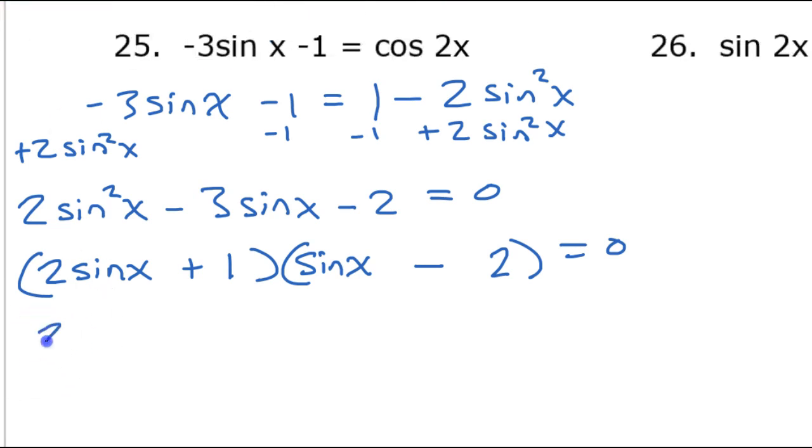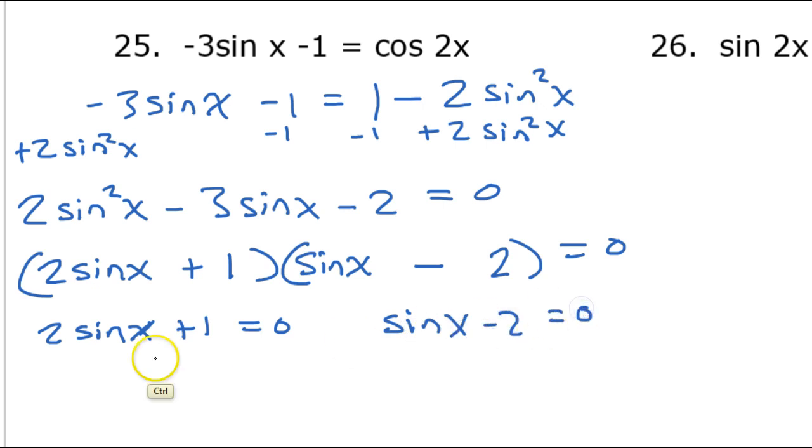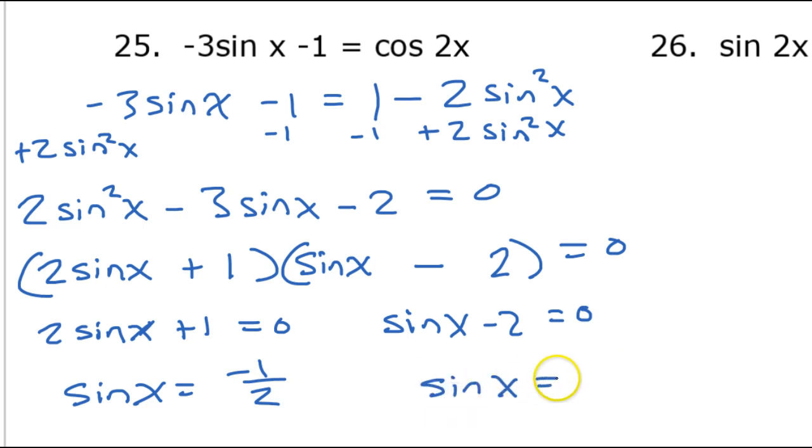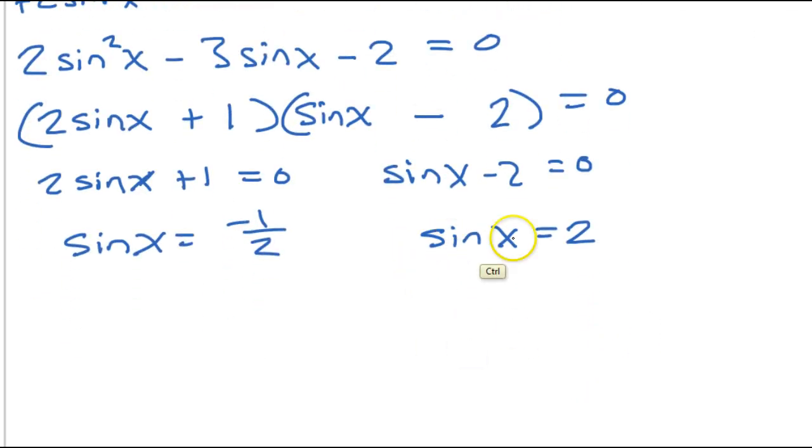Now the zero product property says I can find the solutions by setting each one of these factors equal to 0. Subtract 1, divide by 2, that's going to give me sine x is equal to negative 1/2. Add 2 to both sides, that's going to give me sine x is equal to 2. Now, that's the end of the line for this half of the equation. There will be no solutions here.